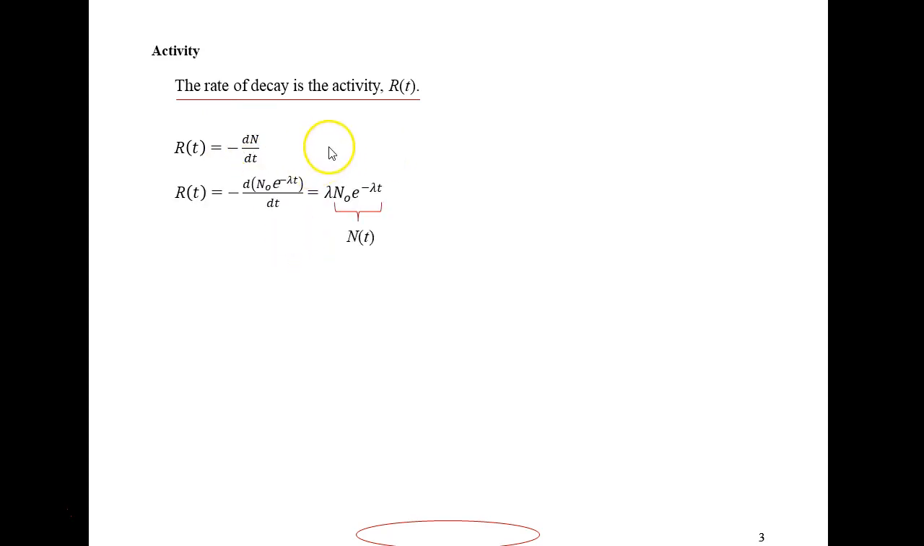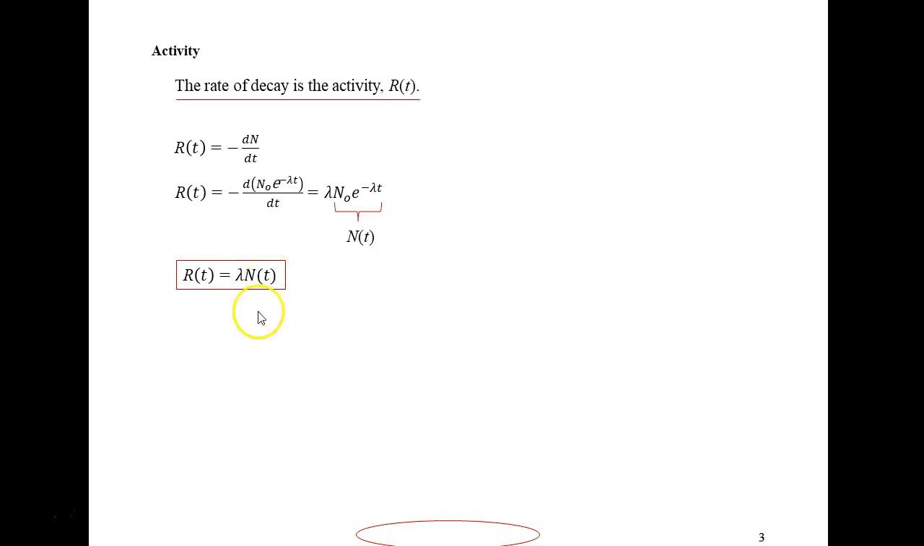Okay, so what I can do next is stick in my exponential function for big N. I take the derivative of that. That's going to pull down a minus lambda from this exponent, but I multiply by my -1 here. So I'm left with lambda times the constant N naught e to the minus lambda t. But if you notice, N naught e to the minus lambda t, well, that's the population function N of t. So I'm going to get a very important relationship. The activity at any time is the decay constant times the population at that time.